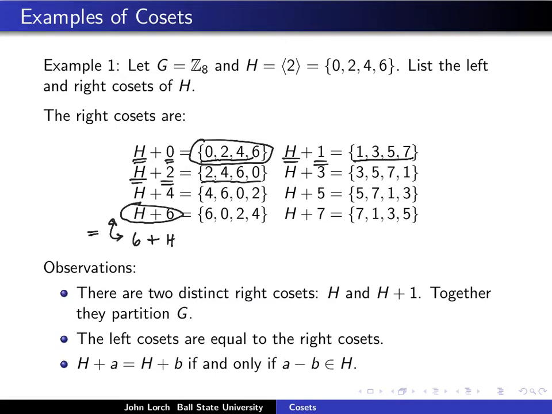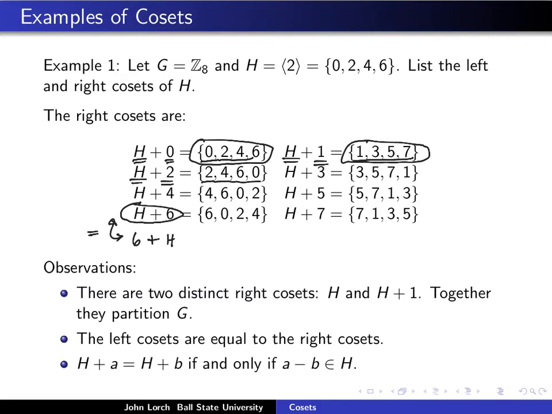And this set 1, 3, 5, and 7. So H and H plus 1 are really the only 2 distinct cosets there are, or that you could call them H plus 2 and H plus 5, however you like. So anyway, what you might notice about these 2 sets is that they are disjoint.